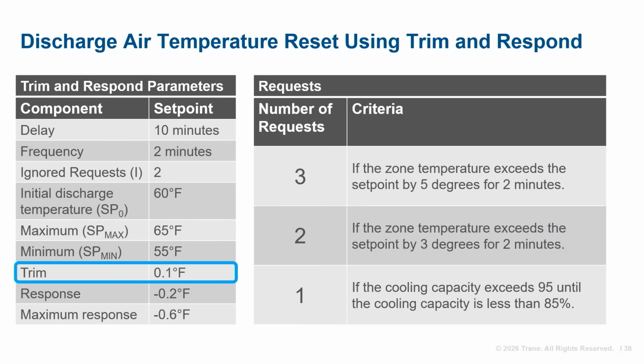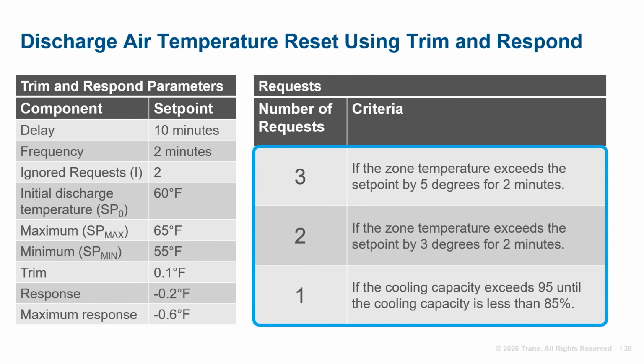Another implementation uses trim and respond from Guideline 36. This is the same control strategy that Mayra demonstrated with fan pressure optimization. In that case, we were trimming downward by reducing the fan static pressure set point. Here, we're trimming upward. In this example, zone temperature is compared to the zone set point. The number of requests sent is proportional to the difference between the zone temperature and its set point. So if temperature control is lost, more requests will be sent.